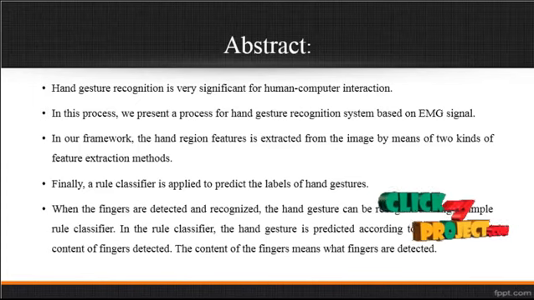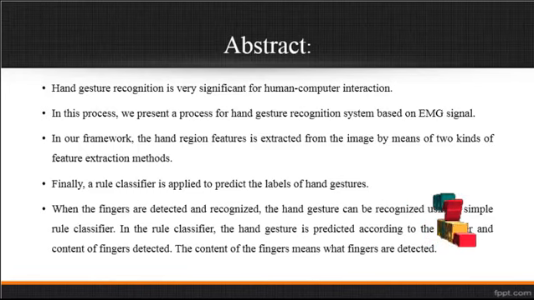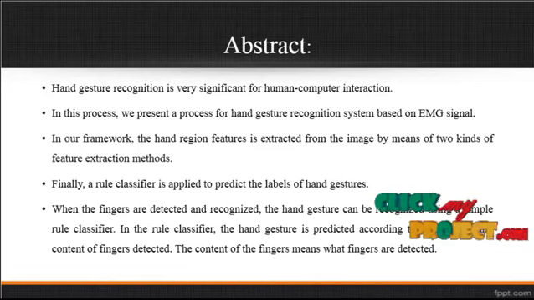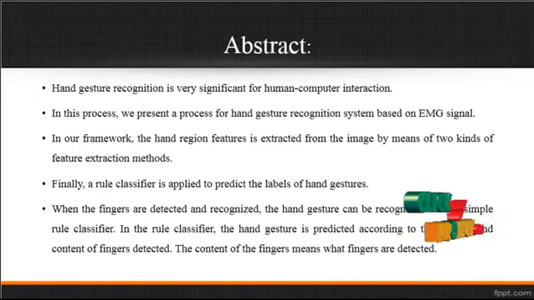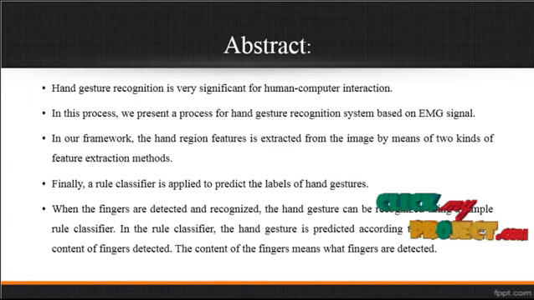When the fingers are detected and recognized, the hand gesture can be recognized by using the simple rule classifier. The classifier classifies which type of hand gesture is present in the particular signal. In this rule-based classification, the hand gesture is predicted according to the number and the content of the fingers detected. That means the numbers, or else the alphabets, present in the gestures. The content of the fingers means which fingers are detected by the detection methods.